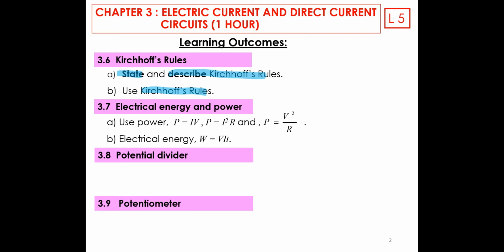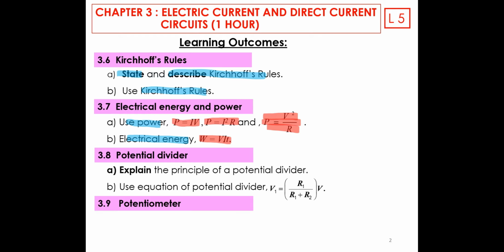Next subtopic is 3.7, electrical energy and power. You need to know how to use the equation of power: P equals IV, or you can use P equals I squared R, or the other one you can use P equals V squared over R. And second outcome, you need to know how to use the equation of electrical energy, which is work or energy equals VIt.